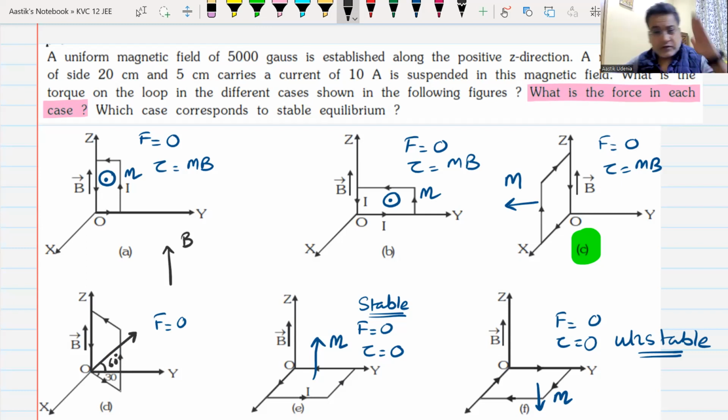When the loop was like this, magnetic dipole moment was along y-axis. The loop has turned by 60 degrees. This is the 60 degrees the loop has turned. So from y-axis, it will turn by 60 degrees. Do we understand this? So the angle becomes, do we understand this?